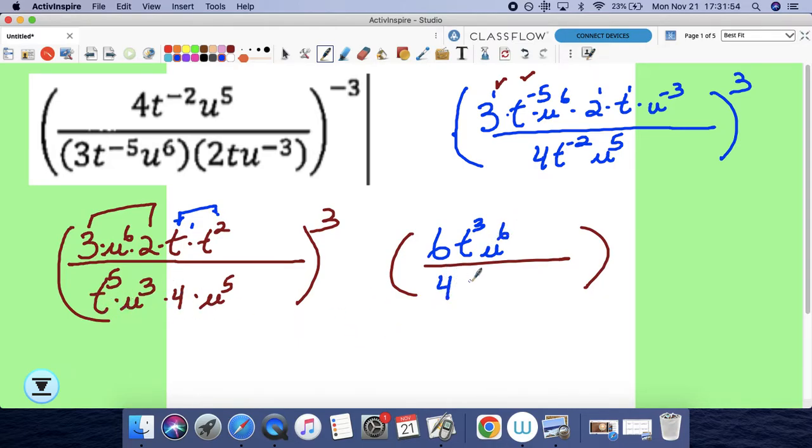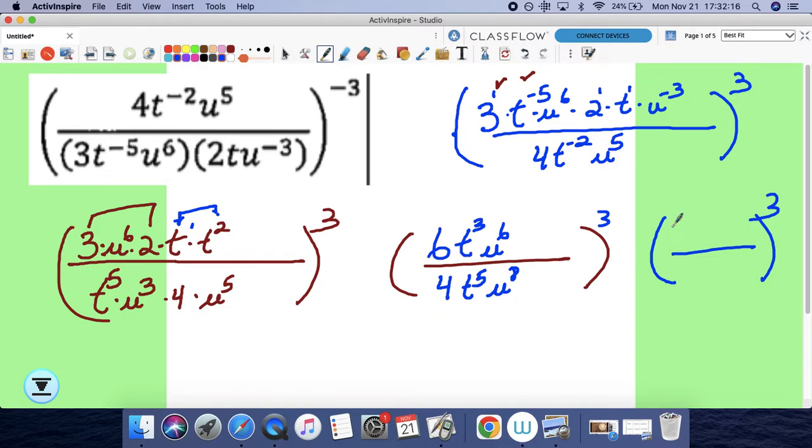At the bottom, I have 4. Let me write the 4 over here in the front. And then I'm going to write the 5, t to the 5th power. And then u to the 3rd power and u to the 5th, I can combine and call it u to the 8th power. Still not ready to raise it to the 3rd power. So let me see if I can simplify it one more time.